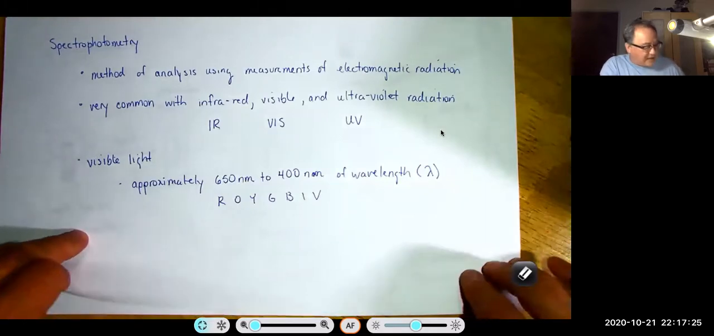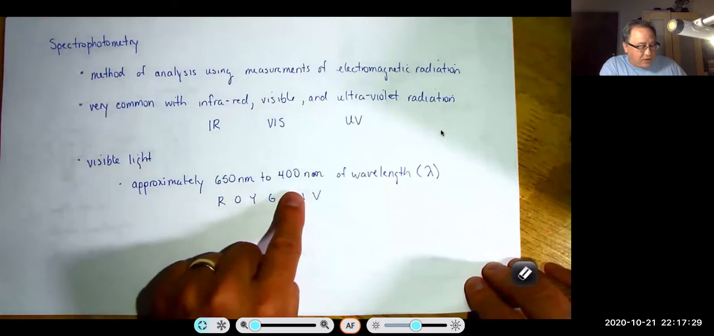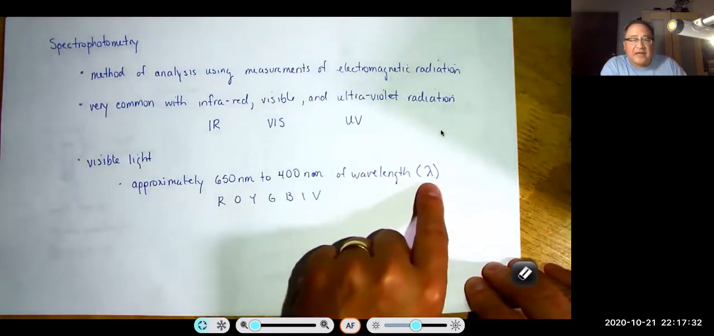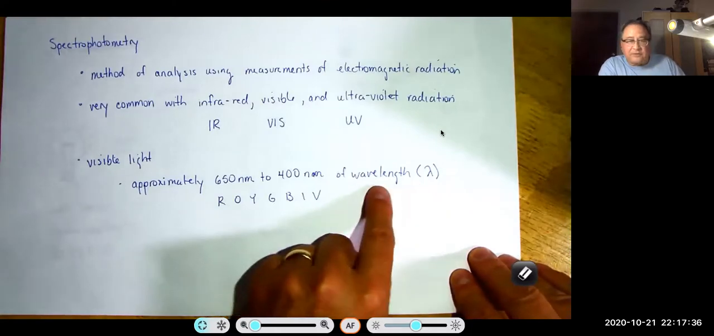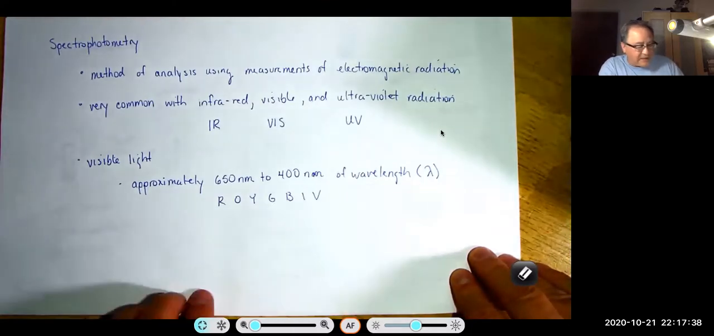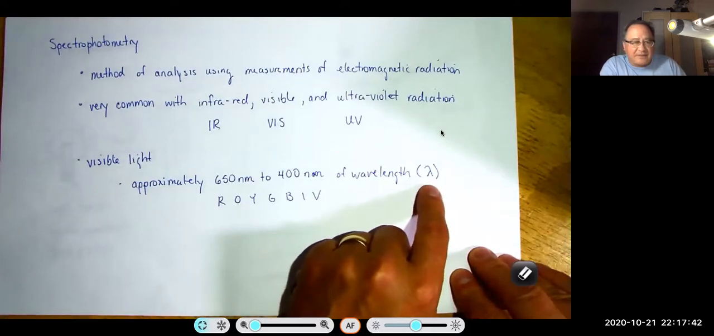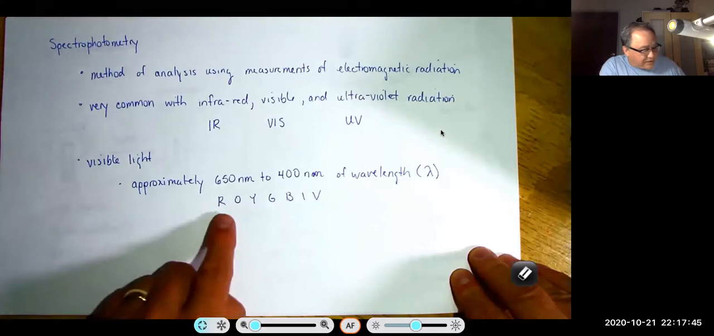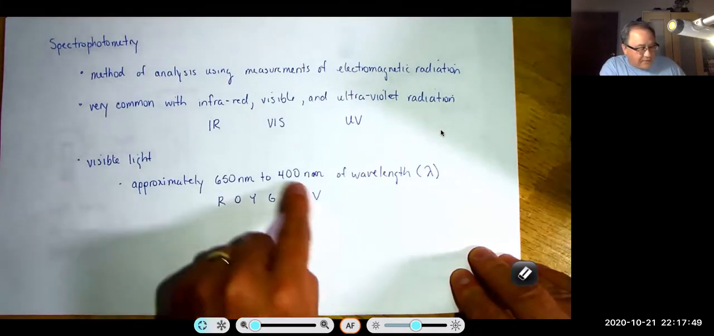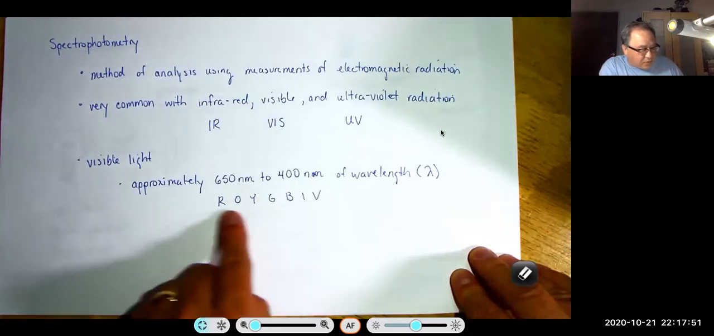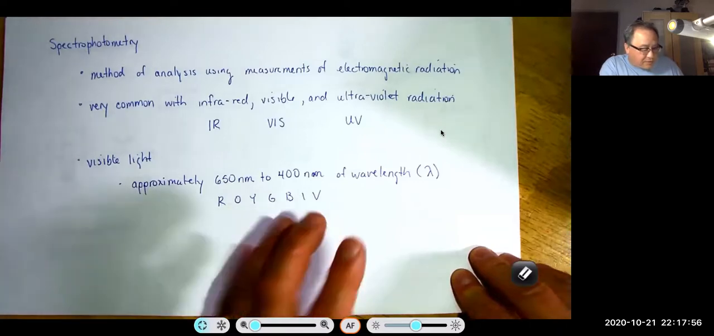So visible light has wavelengths of approximately 650 nanometers to 400 nanometers of wavelength. This symbol, which looks like an upside down backwards Y, is the symbol for wavelength, and the Greek word for this is lambda. The 650 nanometer is a reddish color, and the 400 nanometer is a violet color. You can remember the order of the colors in the rainbow by this: Roy G. Biv, or you can flip it in reverse and it's Viv Gior.